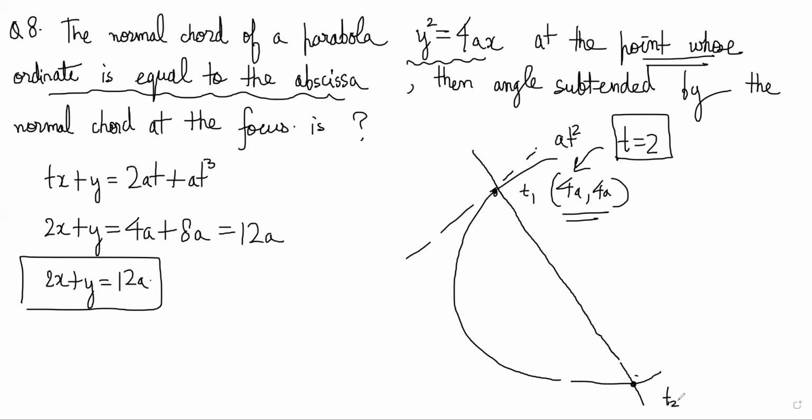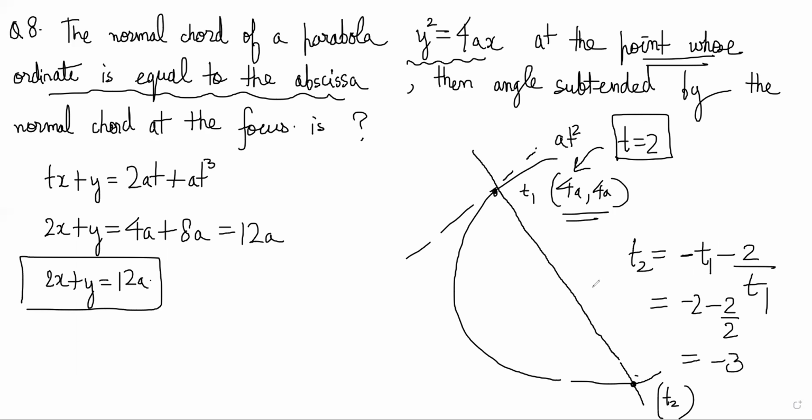Can I also find this point? Yes, because I know the rule that t2 should be minus t1 minus 2 by t1. So t1 was 2, so minus 2 by 2, so it is minus 3, right? So I know the second point also, this point. T2 is minus 3, so it is a t square, so 9a comma 2at, so minus 6a, right?